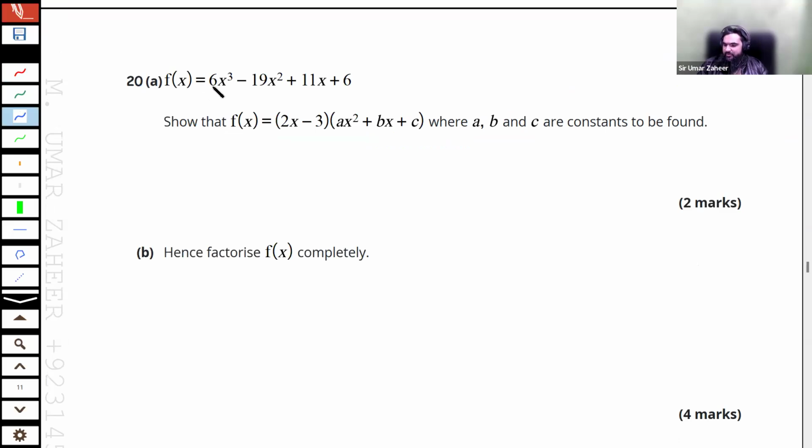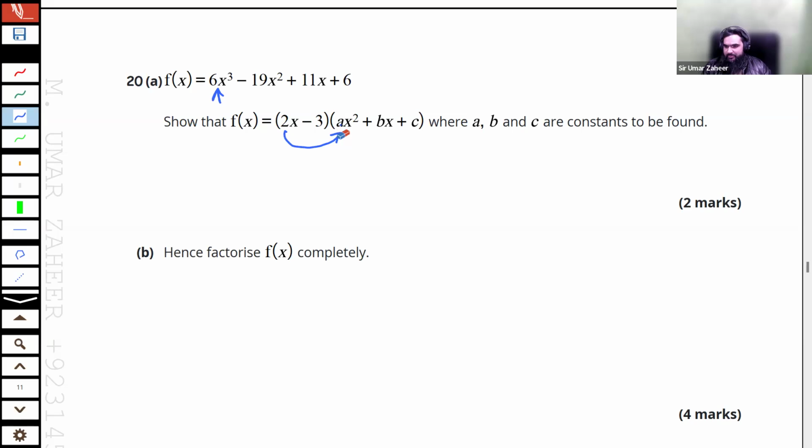We have f of x is equal to 6x cubed minus 19x squared plus 11x plus 6. We have to show that f of x is equal to 2x minus 3 times ax squared plus bx plus c, where a, b, c are constants to be found. There are two methods. In the first one, you multiply the x value with the x value, it will become x cubed. So 2 multiplied by a will be equal to 6, so you get that a is equal to 3.